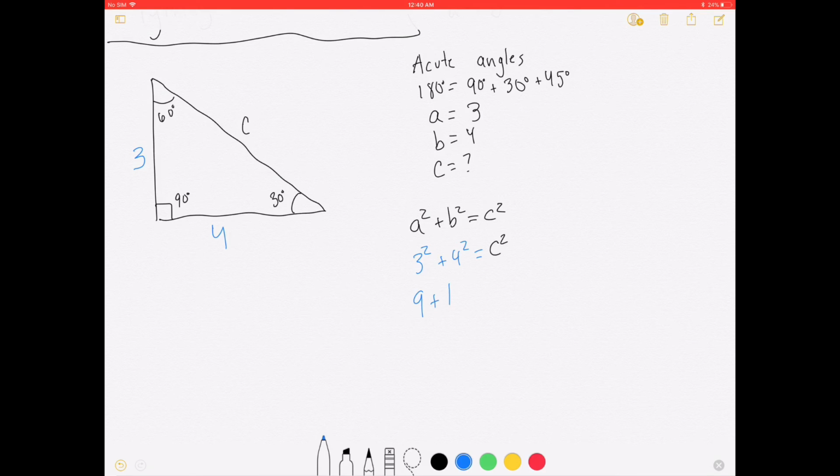9 plus 16 equals c squared. And then if we add those together, we get c squared equals 25. And following that, we get c equals the square root of 25 because we have to simplify just for c. And we get c equals side length of 5, which is correct.